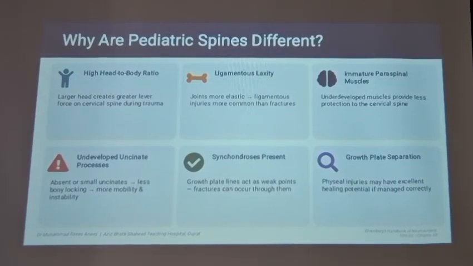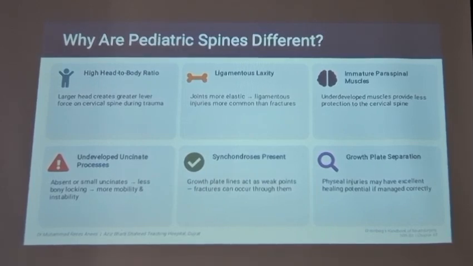So why are pediatric spine injuries different? There are multiple reasons. Some of them are included here, like a high head to body ratio: larger heads create greater lever force on the cervical spine during trauma. Ligamentous laxity: the joints are more elastic due to collagen type 1 and higher water content. Ligamentous injuries are more common than fractures in pediatric spine injuries. Immature paraspinal muscles, being underdeveloped, provide less protection to the cervical spine.